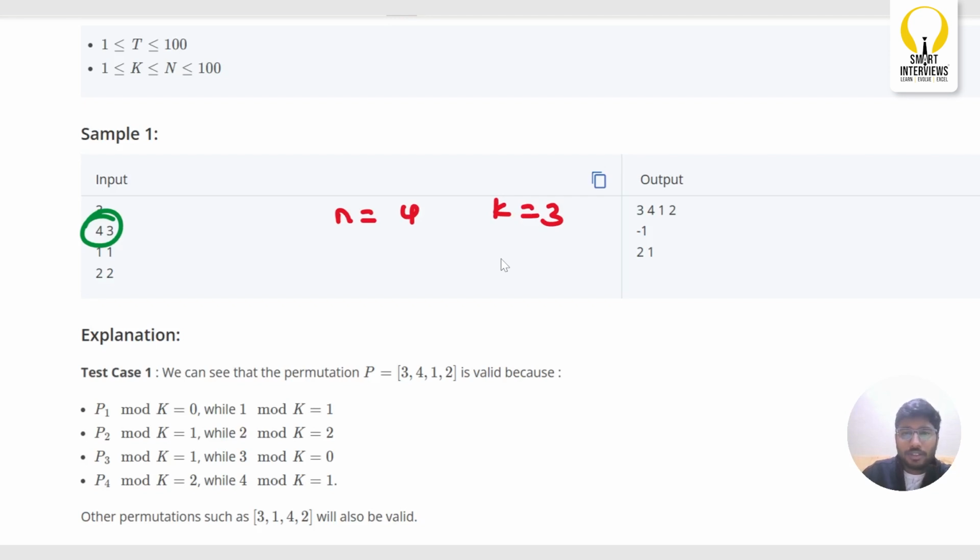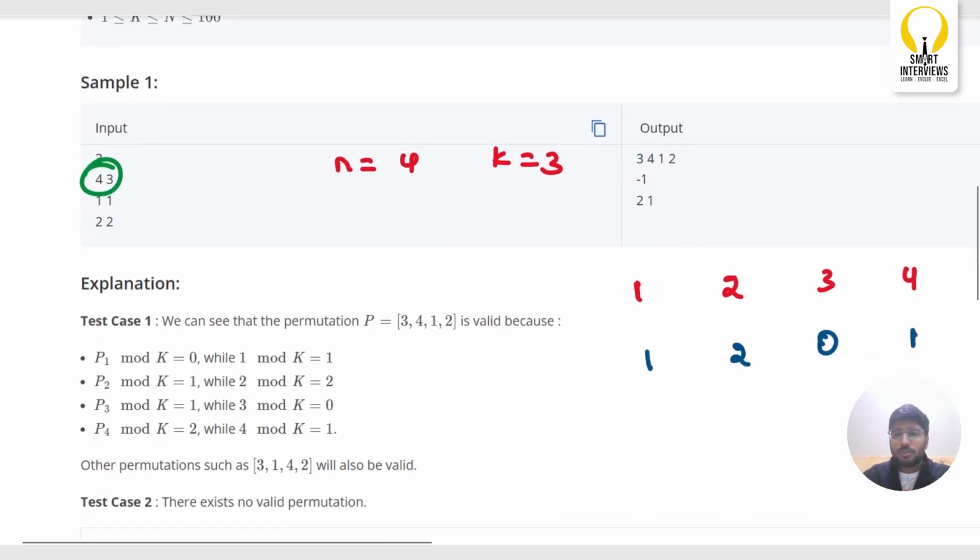Now how can we arrange this? As the given output we can arrange like 3, 4, 1, 2. Now let us understand how we can do this. So the indices are 1, 2, 3 and 4. Here we are considering 1 based indexing. So the value of k is 3, 1 mod 3 is 1, 2 mod 3 is 2, 3 mod 3 is 0, 4 mod 3 is 1.